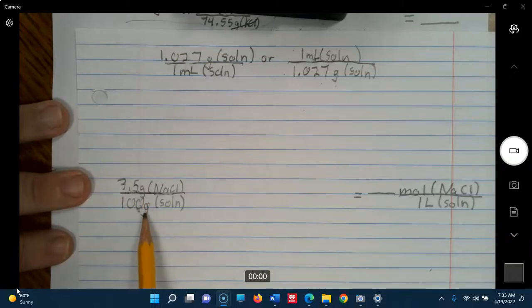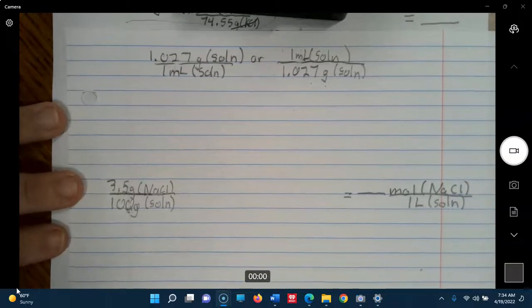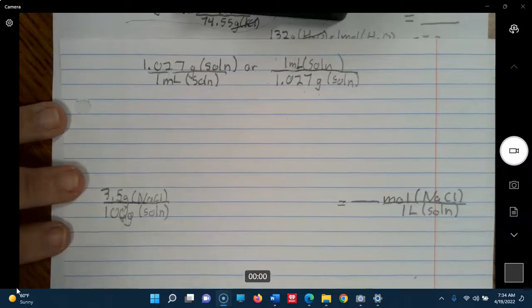They say 3.5 mass percent. Fine. I'm going to take a 100 gram sample out of the ocean, and 3.5 grams of that, if it's a 3.5%, 3.5 grams of that will be NaCl. So that's a trick that no one ever figures out on their own. They have to be taught that, okay?